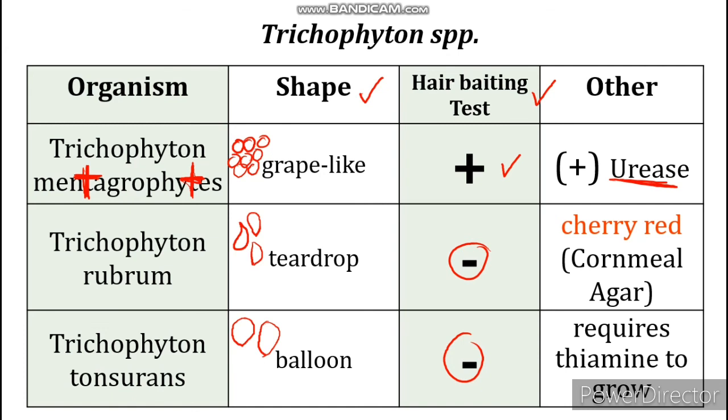And then next, Trichophyton rubrum. Ano yung meaning ng rubrum? It's ruby, meaning kulay red. It's cherry red on a cornmeal agar. And then Trichophyton tonsurans, it starts with letter T kasi it requires thiamine to grow. Okay? Tatandaan yan.